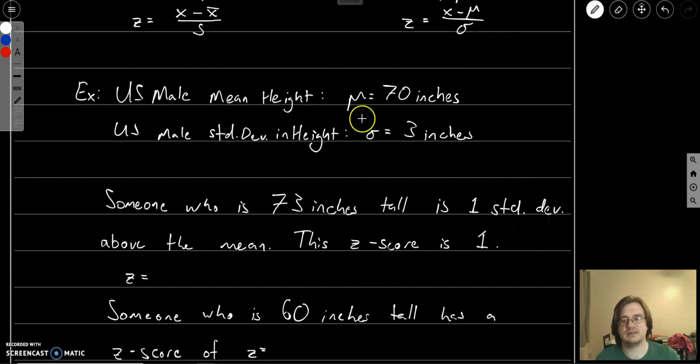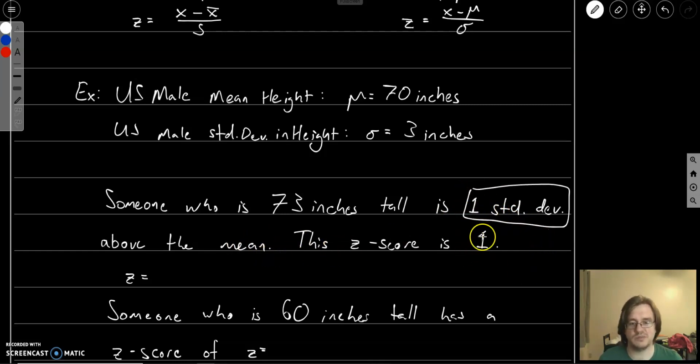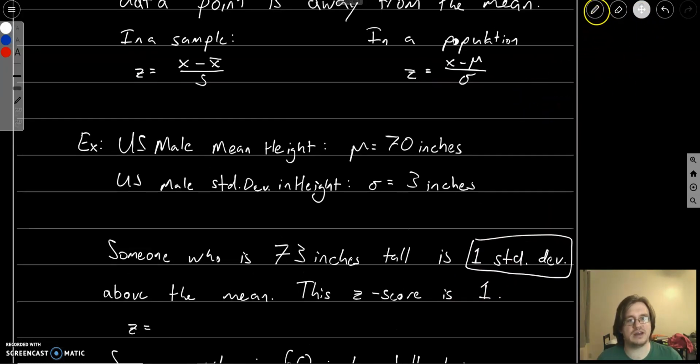So let's say that we're looking at U.S. male height, and the mean value is going to be about 70 inches, and the standard deviation in male height in the U.S. is going to be about 3 inches. So someone who is 73 inches tall, about 6'1", is going to be 1 standard deviation above the mean. So 1 standard deviation, we're going to just turn this into a number, and that z-score is just going to be 1.